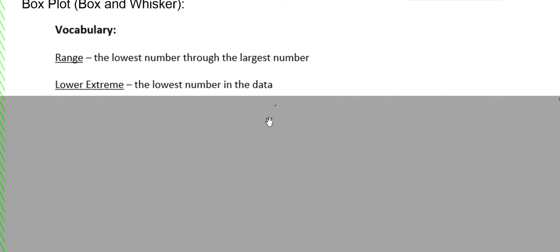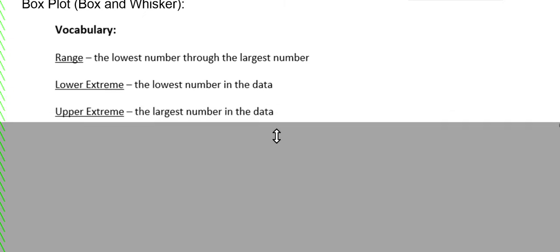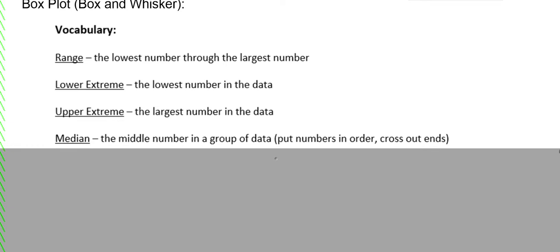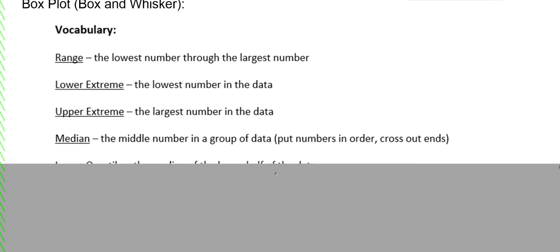Lower extreme is the lowest number in the data. Upper extreme is the largest number in the data. The median is the middle number in a group of data, put numbers in order and cross out the ends. Remember, if you have two numbers in the middle, you add them together and divide by 2.